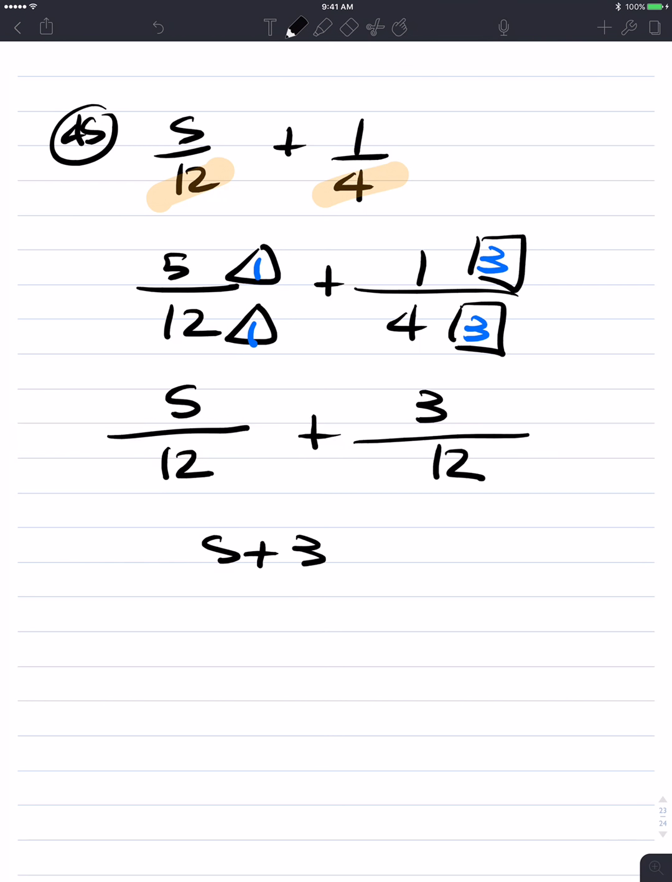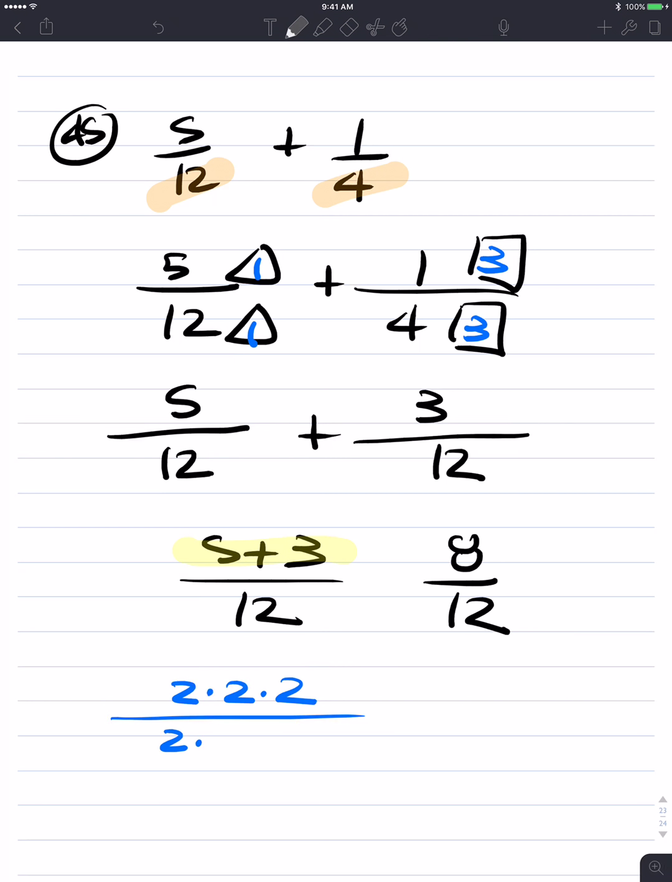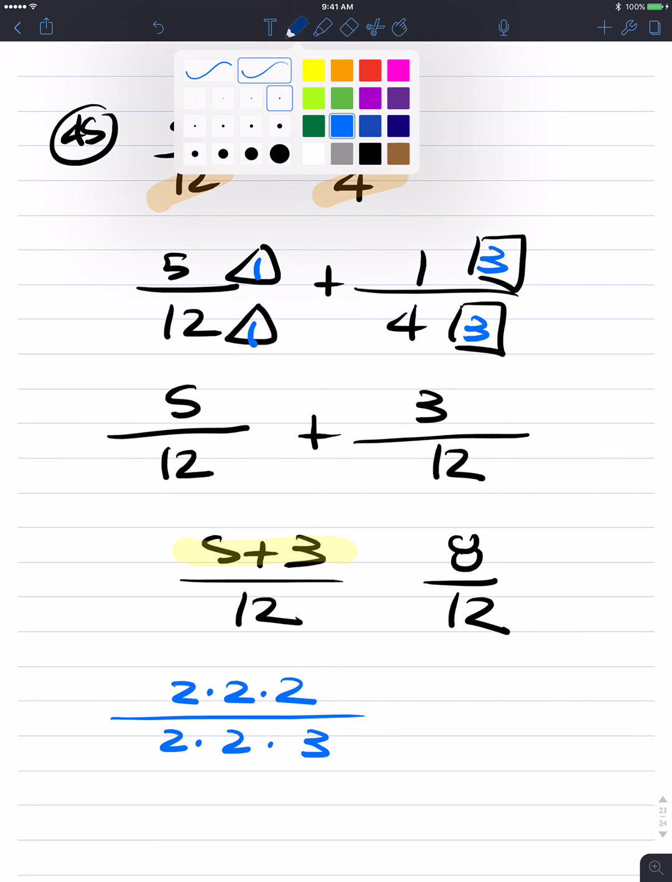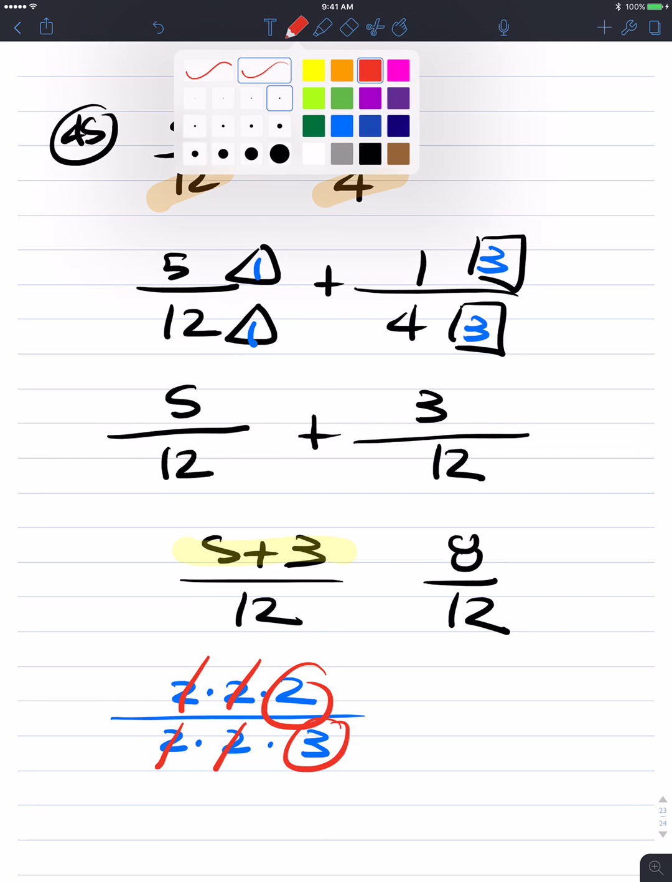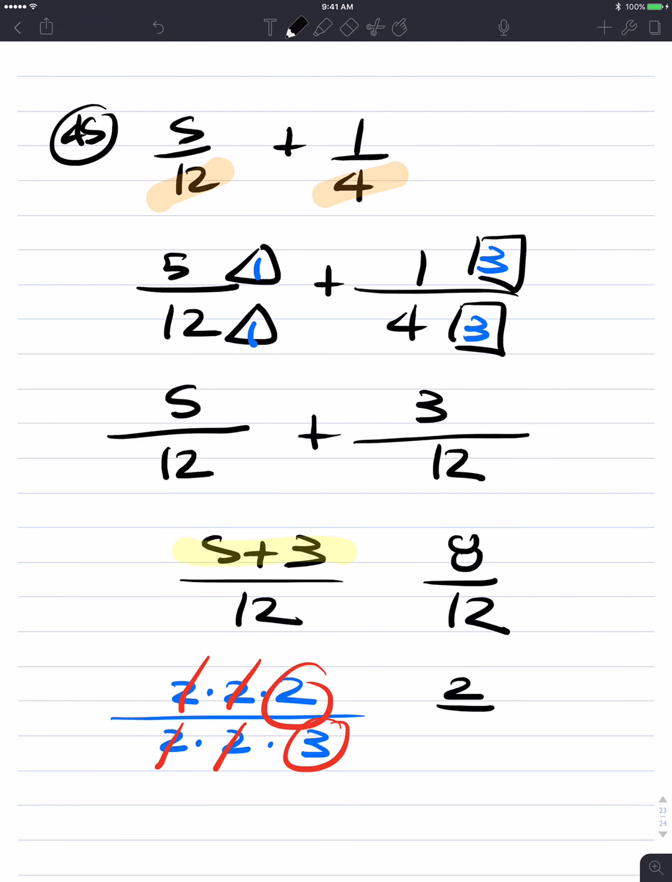We're going to take our 5 plus our 3 over 12. We're going to add 5 and 3. 5 and 3 gives us 8. So this is 8 over 12. Every fraction needs to be reduced. So 8 is written as 2 times 2 times 2. 12 is 2 times 2 times 3. We can break them down into their primes. 2's cancel, 2's cancel. We're left with a 2 and a 3. Final answer is 2/3. We are done.